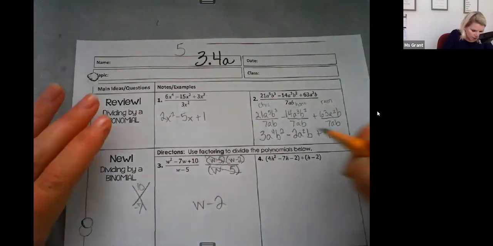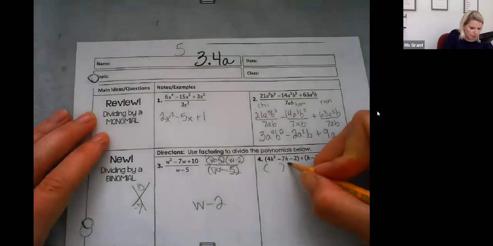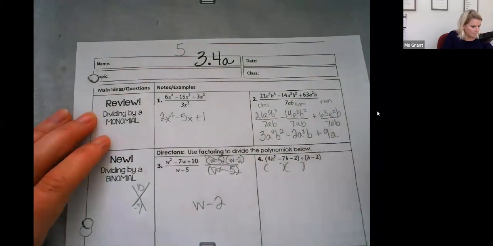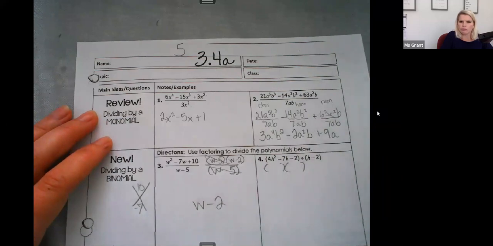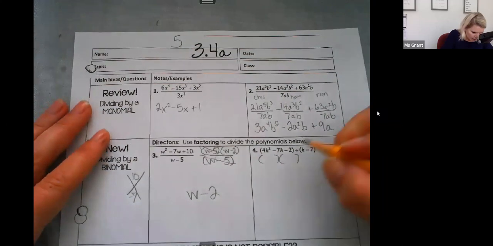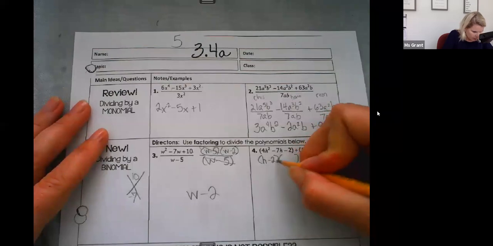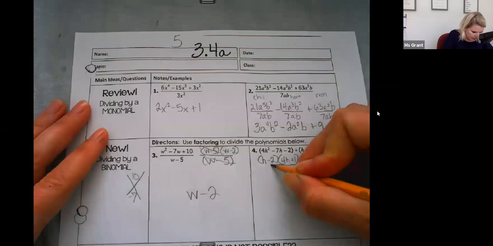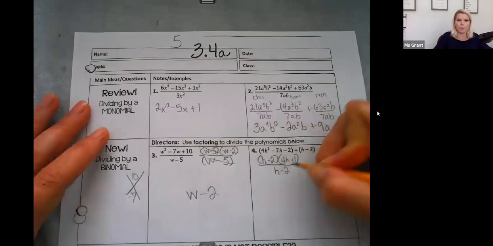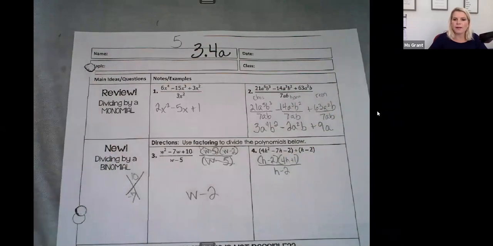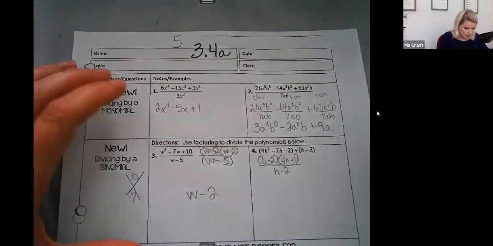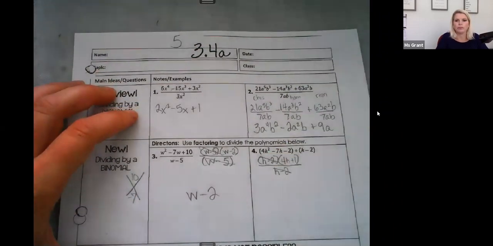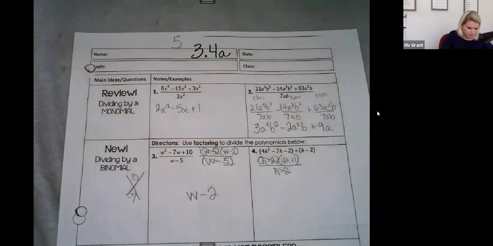Okay, this next one, the 4h squared minus 7h minus 2, is h minus 2 times 4h plus 1, divided by h minus 2. And the h minus 2's cancel. So you're simply left with 4h plus 1.